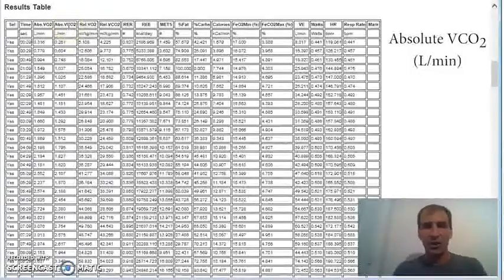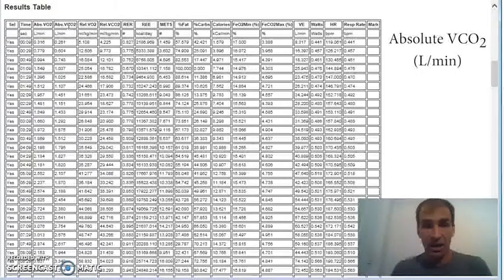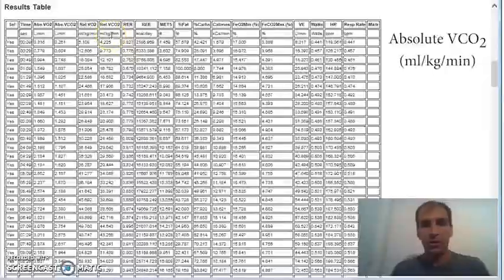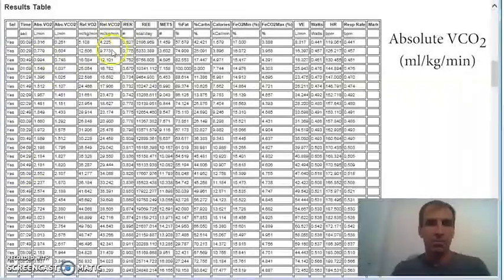And this is the volume of CO2 that is produced. And again, we can measure the volume of CO2 brought in. We can measure the volume of CO2 exhaled, and thus we can get VCO2. We likewise measure it in liters per minute, an absolute value. And over here, milliliters per kilogram per minute, which is a relative value, relative to body weight. And not surprisingly, these do go up during activity.